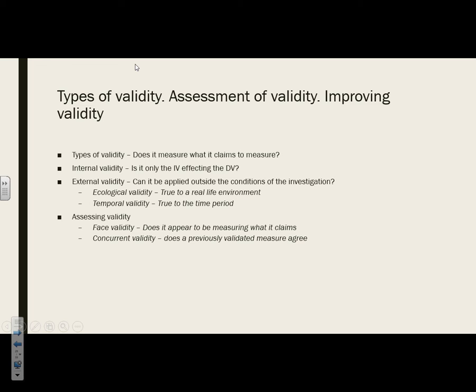Assessing validity, face validity, does it appear to be measuring what it claims to measure? Find an expert, ask them to have a look at it. Yes, it does appear to be measuring it. No, it doesn't. There we go. Concurrent validity, does a previously validated measure agree?